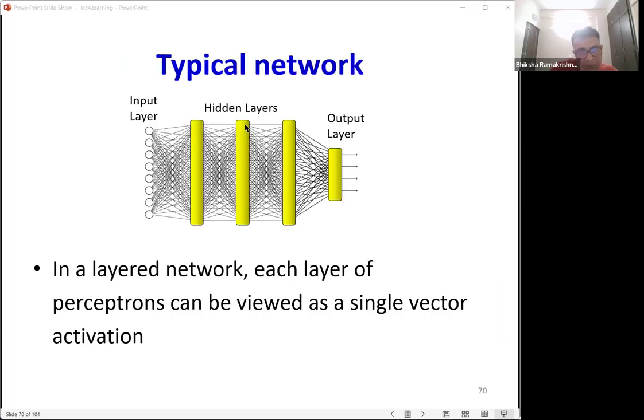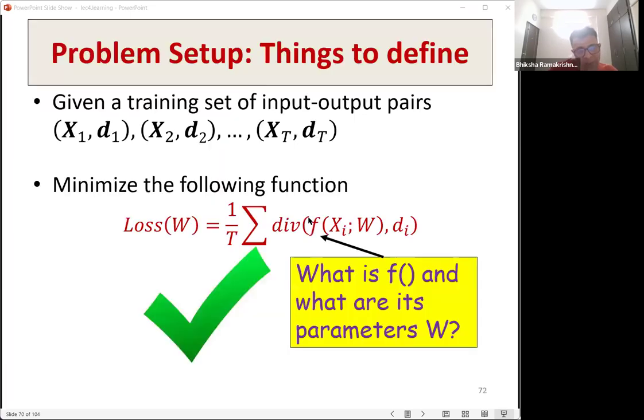Now, even when each of the neurons is individually computed, I can still think of this entire layer as a vector activation, where the interaction between a single input and the remaining outputs is 0. You can view it as a single vector activation. So we've defined the function f. It's a network. It's an MLP. Its parameters are the weights and biases of the perceptrons. And the activations can be vector activations or scalar activations, right?